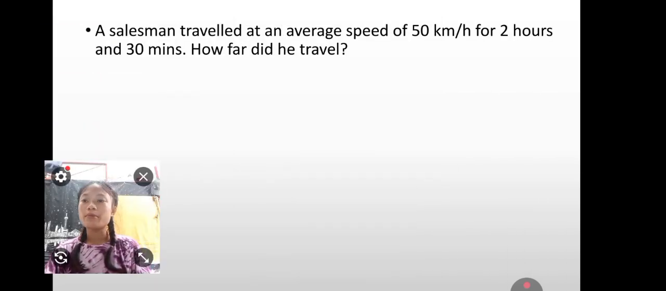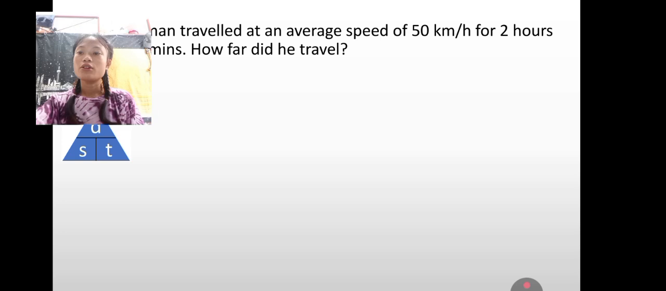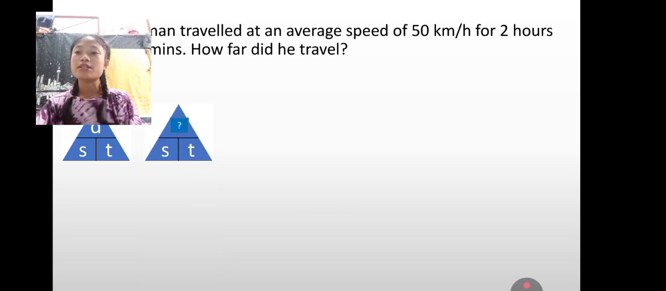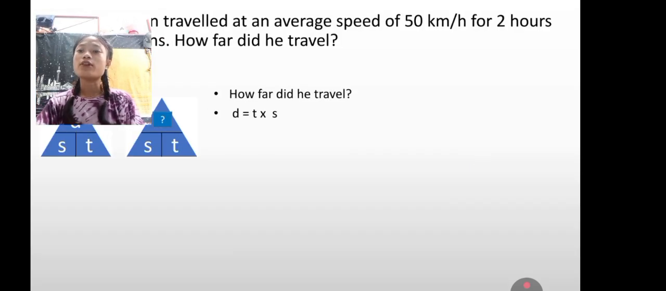So, next word problem. A salesman traveled at an average of 50 kilometers per hour for 2 hours and 30 minutes. How far did he travel? Solution. Ibutang nato ang standard nga formula. Ang pangitaon na diri is ang distance. First step, how far did he travel? Mao na what's being asked.